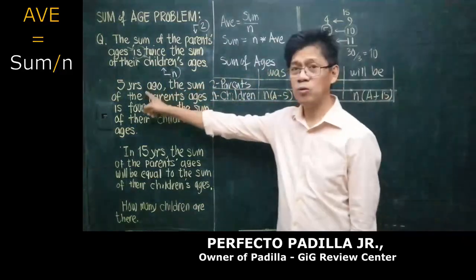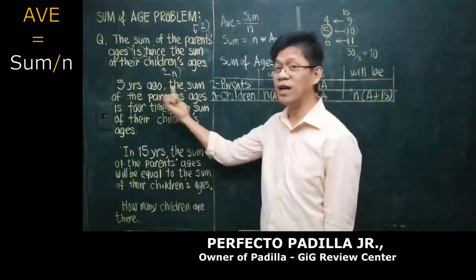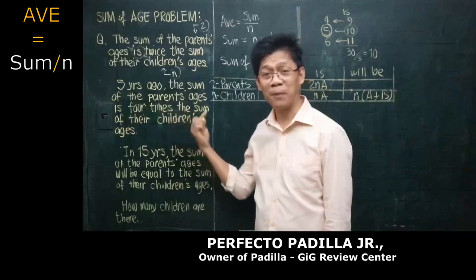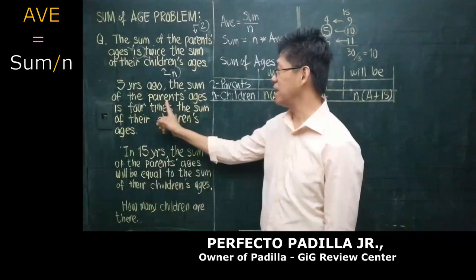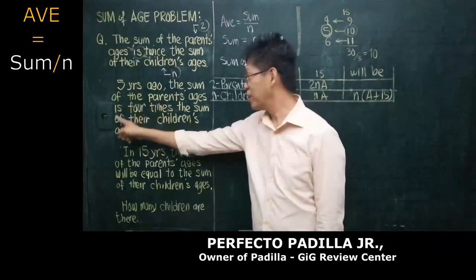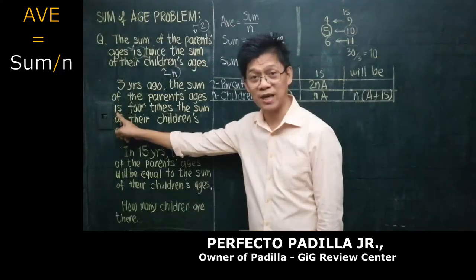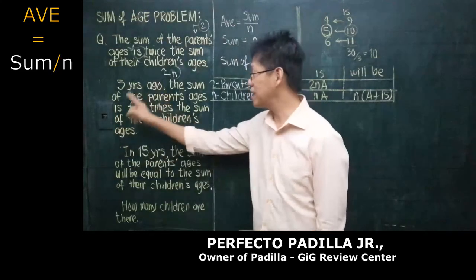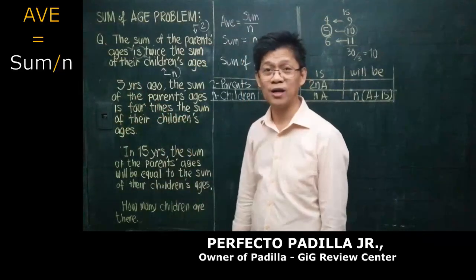5 years ago, so this is a conditional statement, meaning what follows happens 5 years ago. The sum of parents' ages when? 5 years ago. Not the present. This is past perfect tense. So, this is of 5 years ago, meaning it's really was.